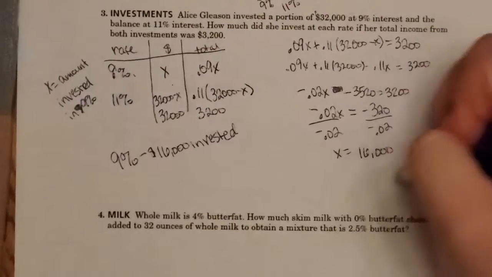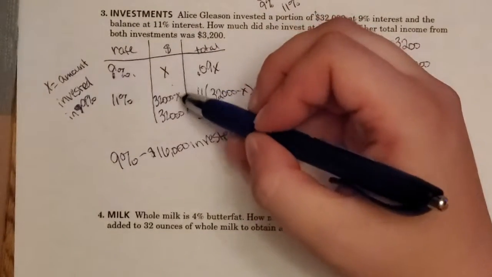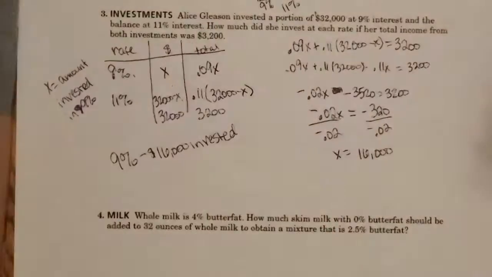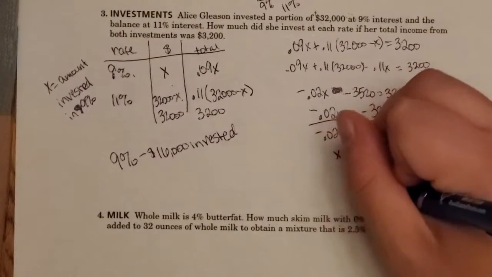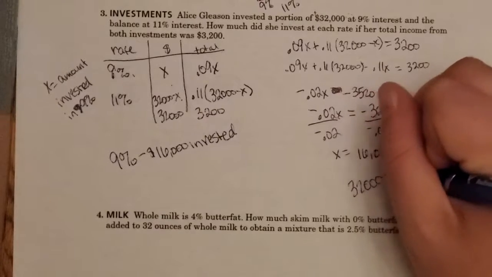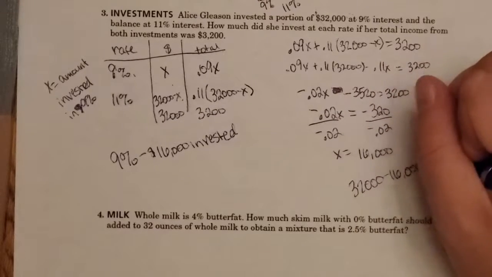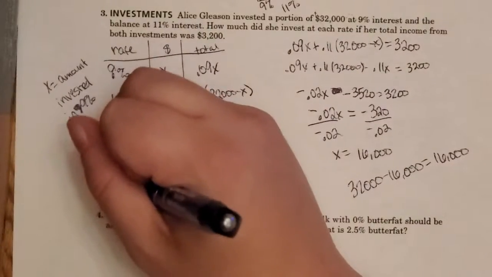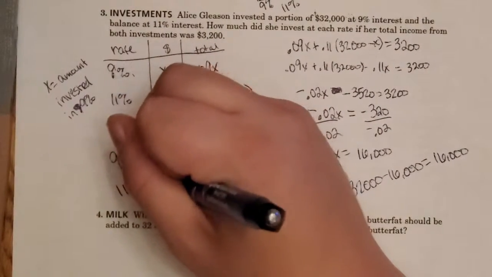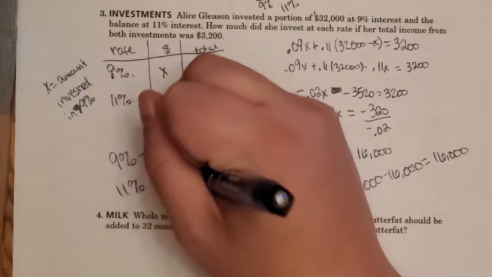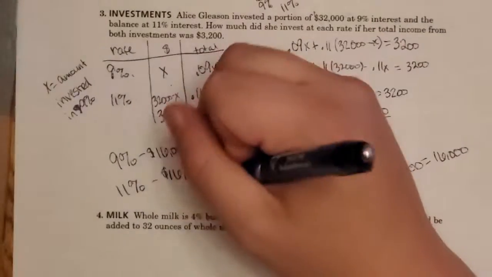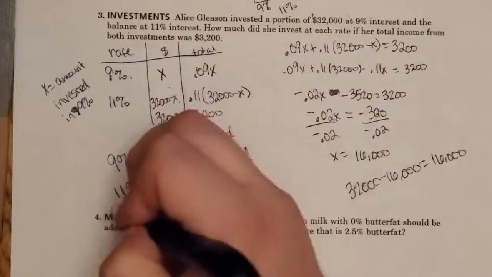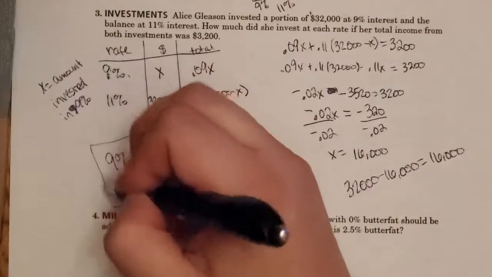And then I can also take that number and plug it in to figure out what my 11% is. So 32,000 minus 16,000 is going to equal 16,000. So 11% had also $16,000 invested. So that is what she invested.